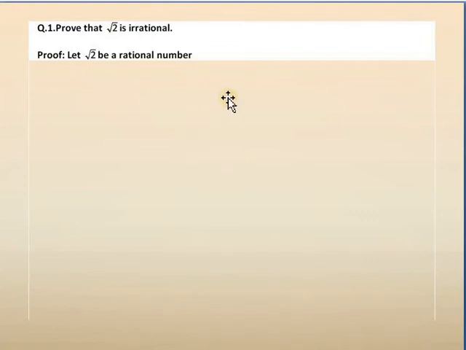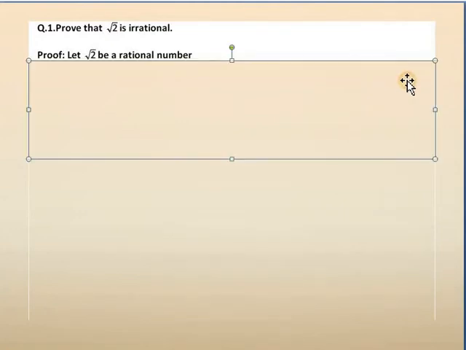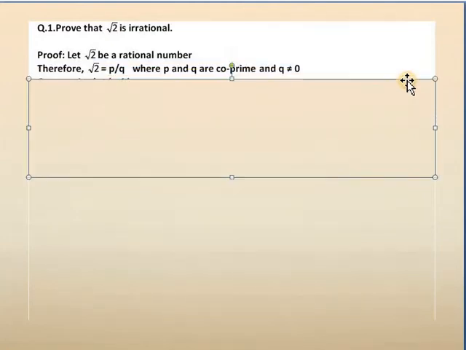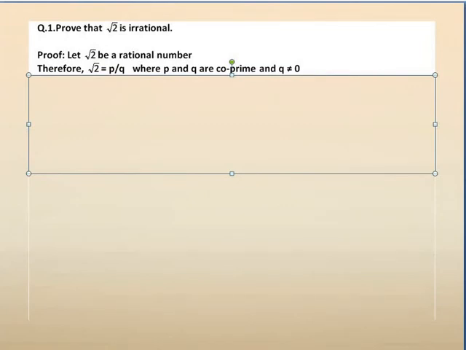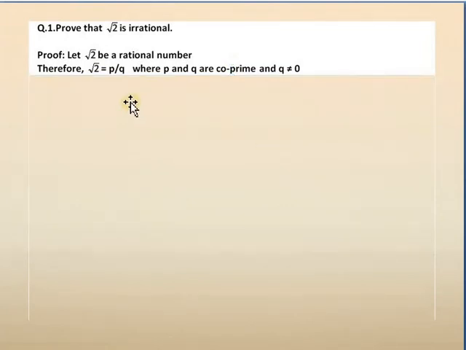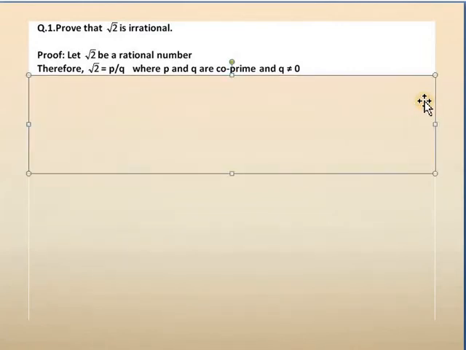So let's start. We assume that root 2 is a rational number, then it can be expressed in the form p by q. You see here, root 2 can be expressed in the form p by q because we assumed that root 2 is rational. And remember p and q are co-prime. That is the key to this solution. So let's think of the next step.